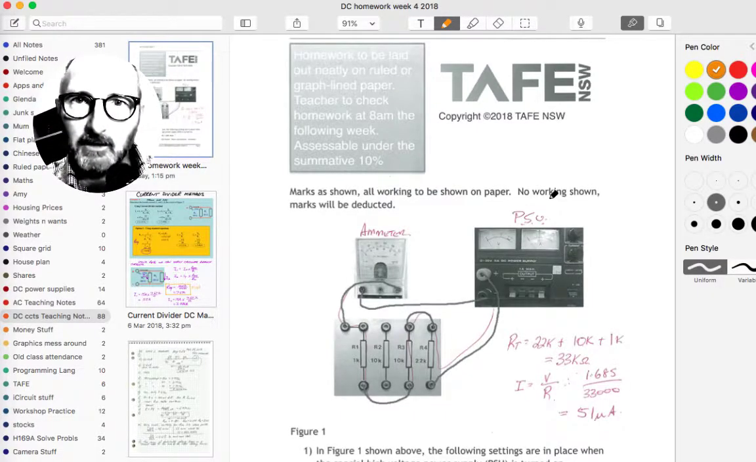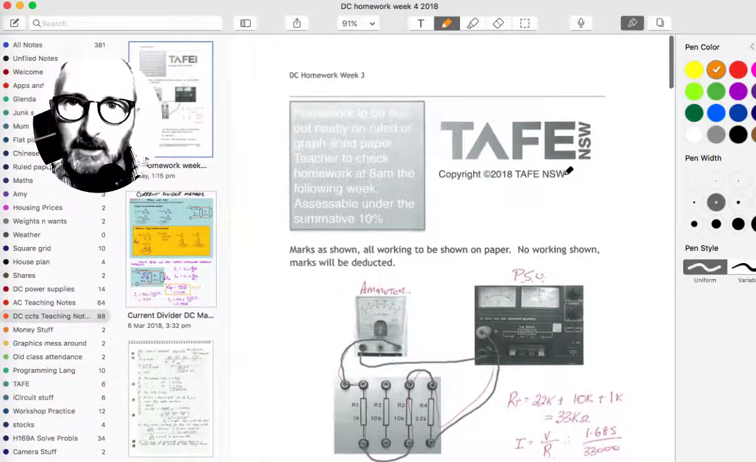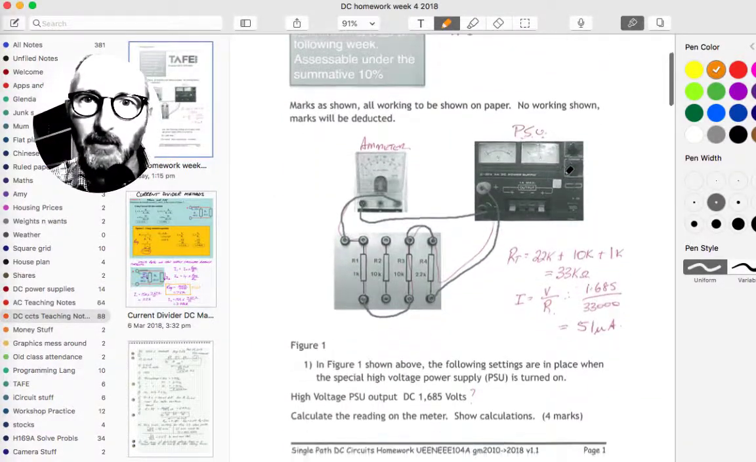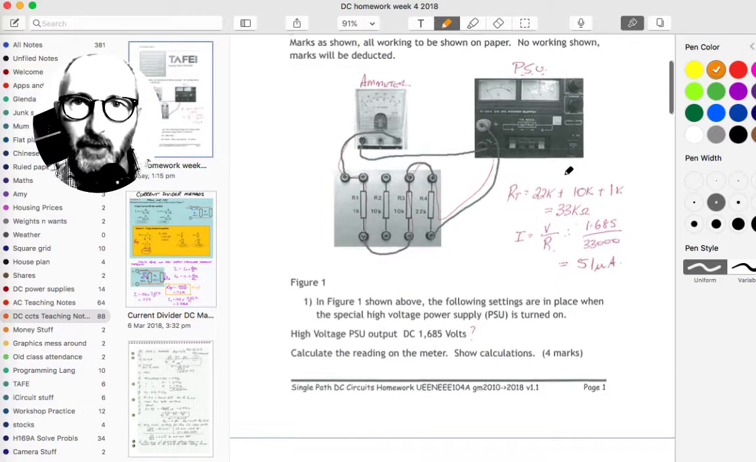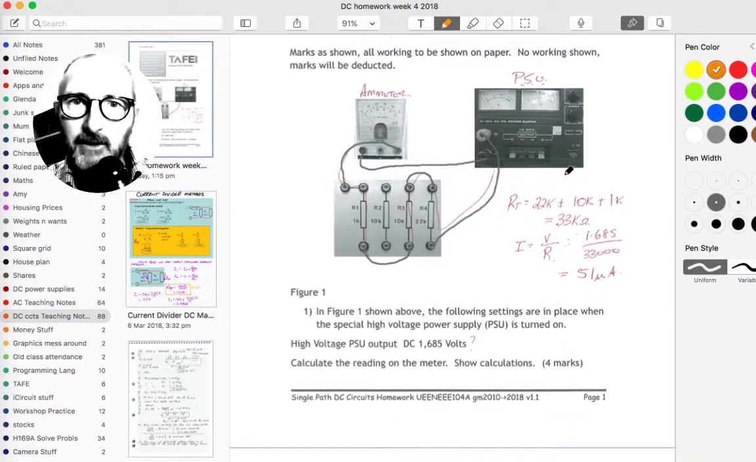Okay, so let's have a look at the solution to the Week 3 DC homework for UEENEEE104A. This is set each week, of course, and I did guarantee to give you a solution to the homework. So I've actually had a colleague quickly do this solution for me today, and there's a couple of small things that he wasn't quite sure of that I will point out.